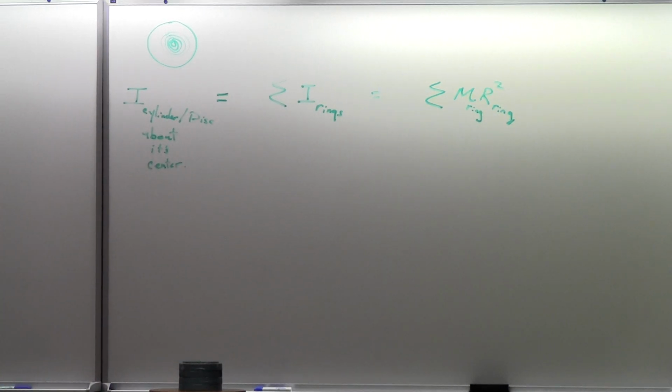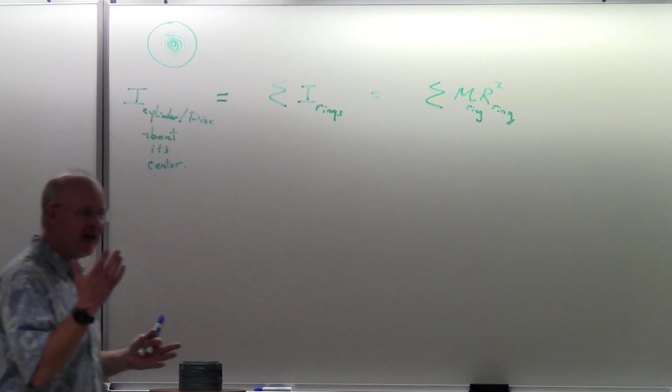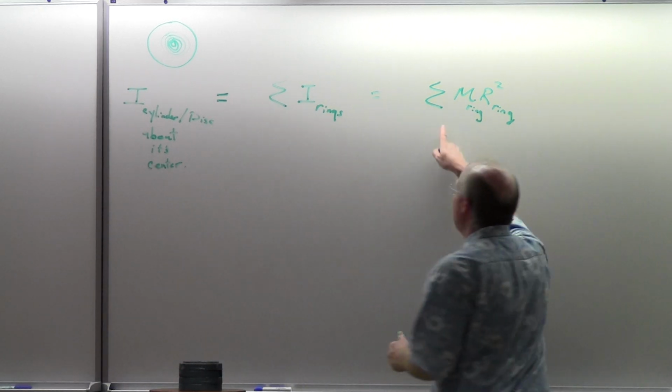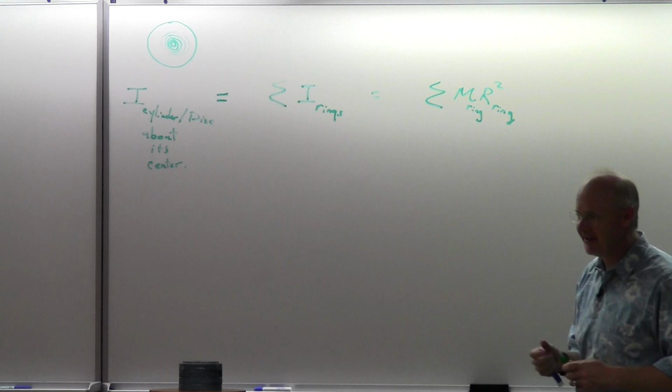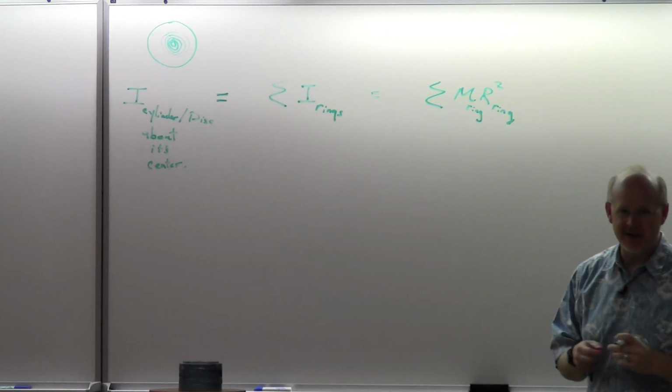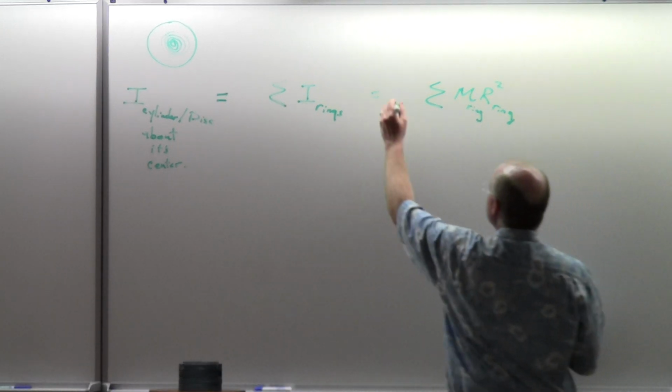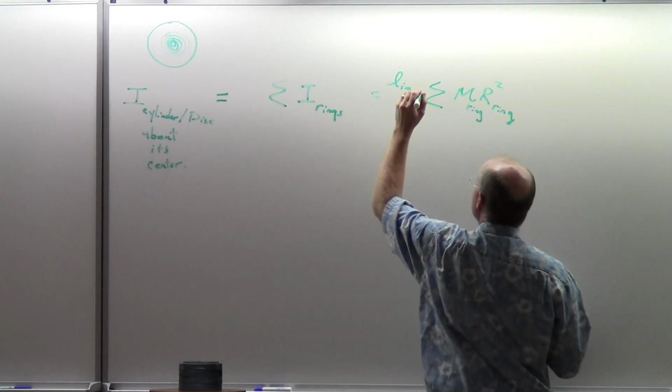But could we solve this? How many rings do you want to chop it into? Right, so you got to take this thinner and thinner. What's the advantage of taking it thinner and thinner? What happens to the summation? Yeah, it becomes an integral, right? So what's going to 0?